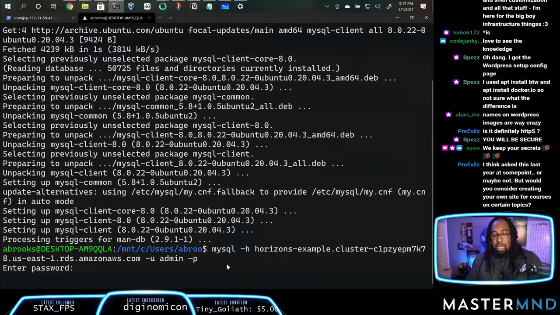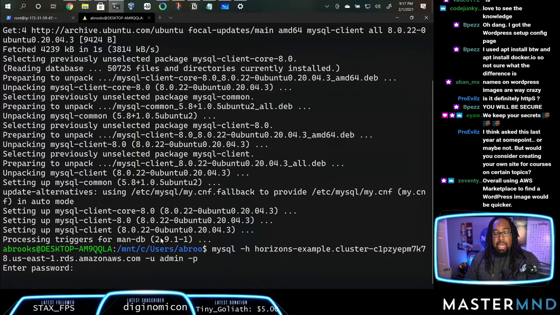But it's hanging, which makes me feel like it's not a password issue. This feels like it's a network problem. So we'll check that out in a second.